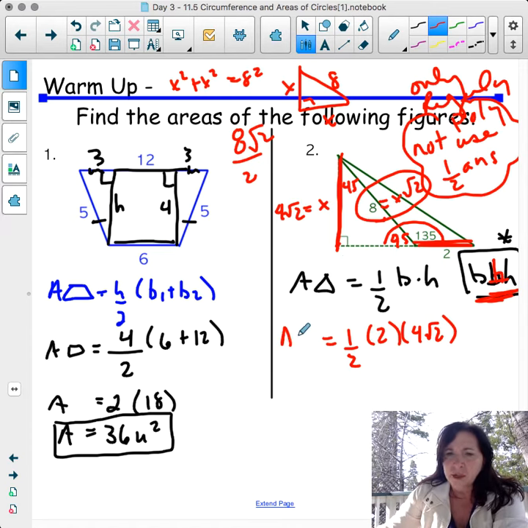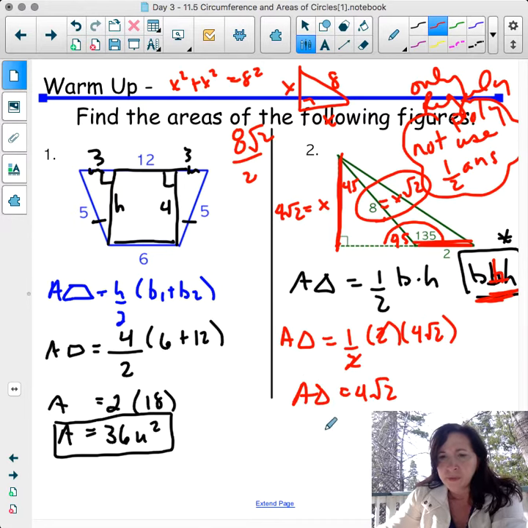For the area of our triangle, the 2's are going to cancel, and so our area of our triangle is equal to 4 root 2, and that's going to be units squared because we have units times units. And so that's the area of our triangle.